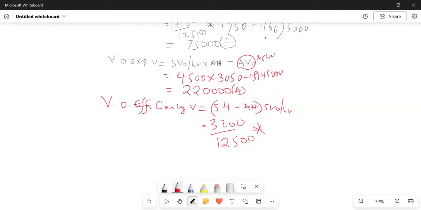Sababu, you see the actual hours ni ngapi kwanza? Wewe kwanza niambie. Niambie the actual. Was it 11,750? Direct, eh? Okay. So times 11,750 minus actual hours are how many? 3050 times standard variable overheads per hour ambazo ni ngapi? 4,000.